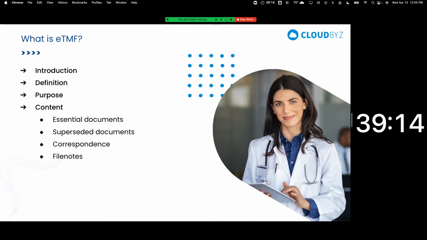And then we have file notes. Now, if there is a missing document that cannot be located, a note to file providing an explanation and appropriately signed must be placed in the associated folder. Please note that a note to file should only be used to clarify the documentation and is not a replacement of the document itself. Let's move to the next slide.